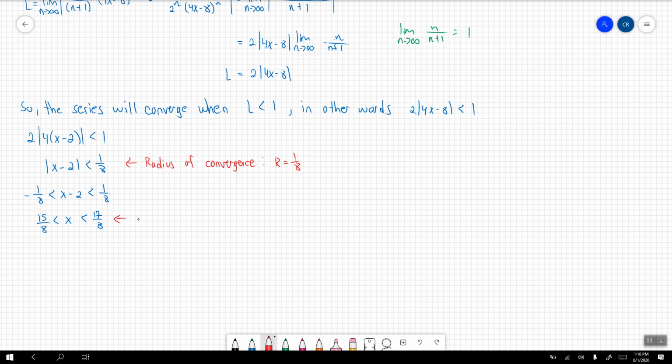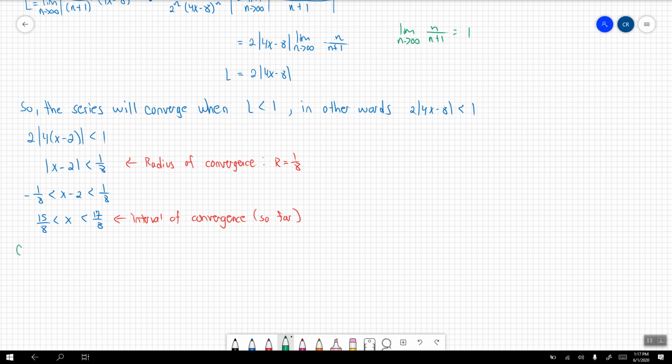There we go, and this is my interval of convergence so far. Now again, this isn't the final interval, this is just the interval of convergence that we found so far. We need to test the endpoints. So let's go through and start checking these endpoints to see what's going to occur at the endpoints.